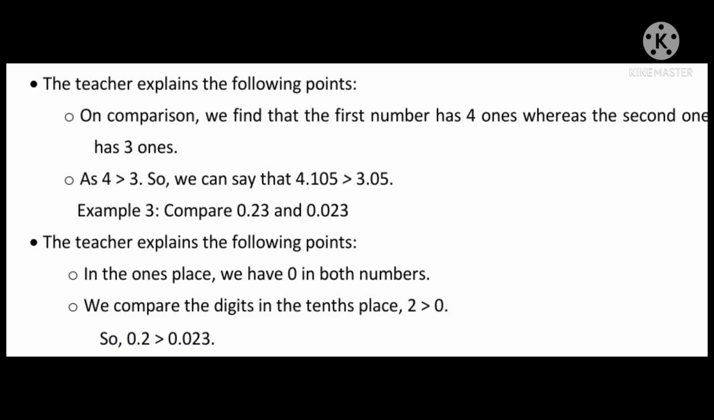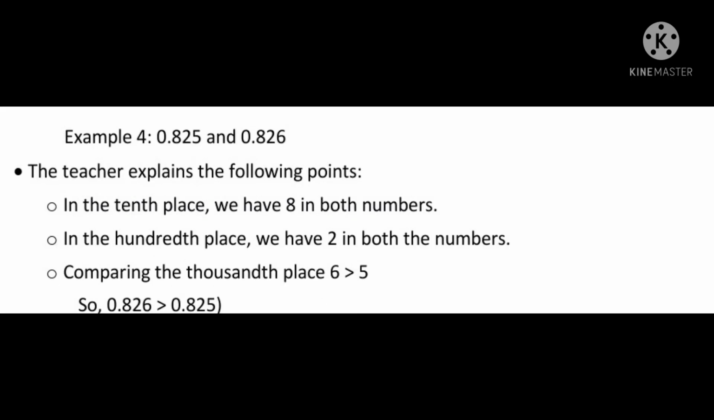Then example 4, 0.825 and 0.826. This we have to compare. The teacher explains the following points. Here in the tenths place we see that we have 8 in both numbers. In the hundredths place we have 2 in both the numbers. On comparing the thousandths place we have 6 and 5, and since 6 is greater than 5, we can say that 0.826 is greater than 0.825.